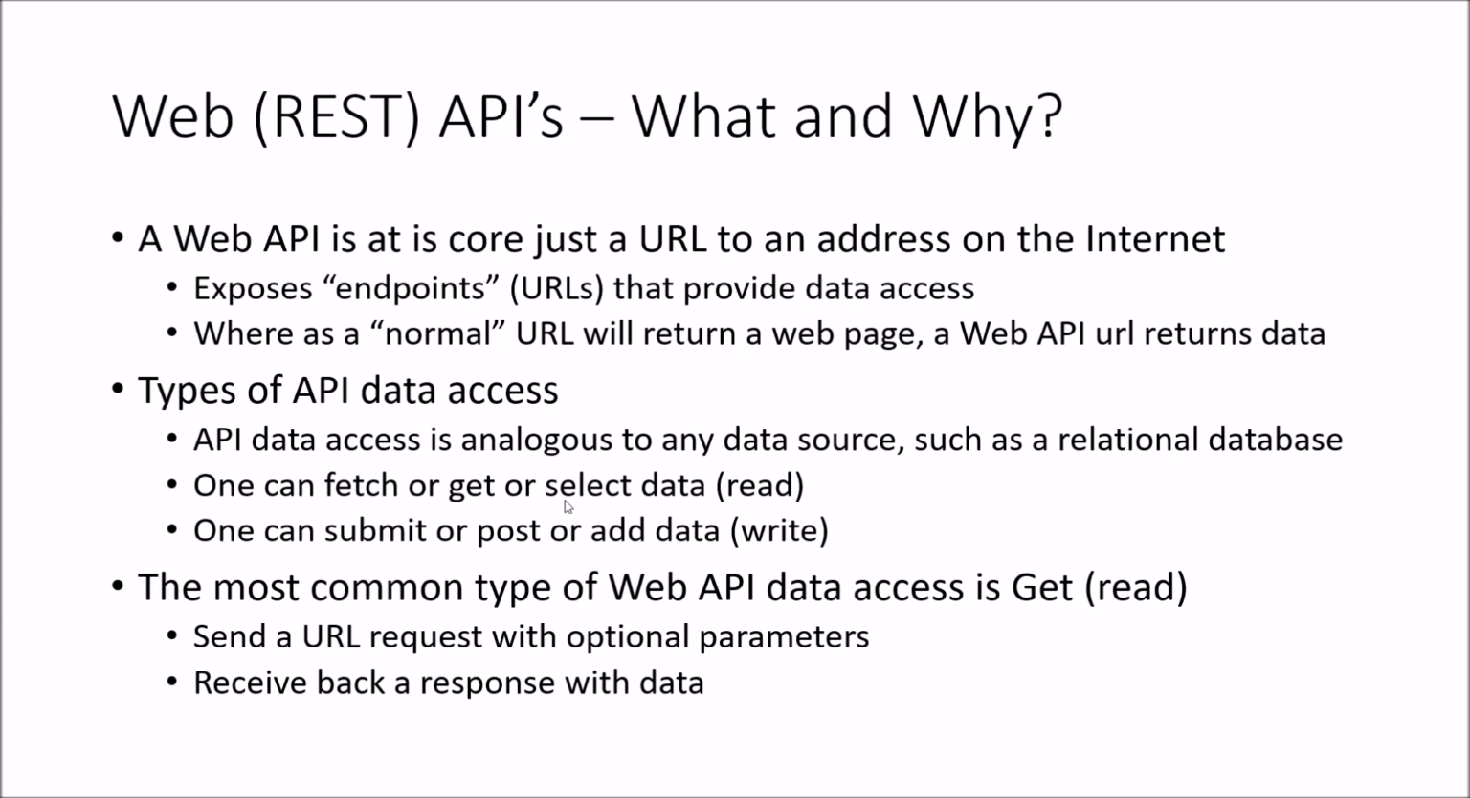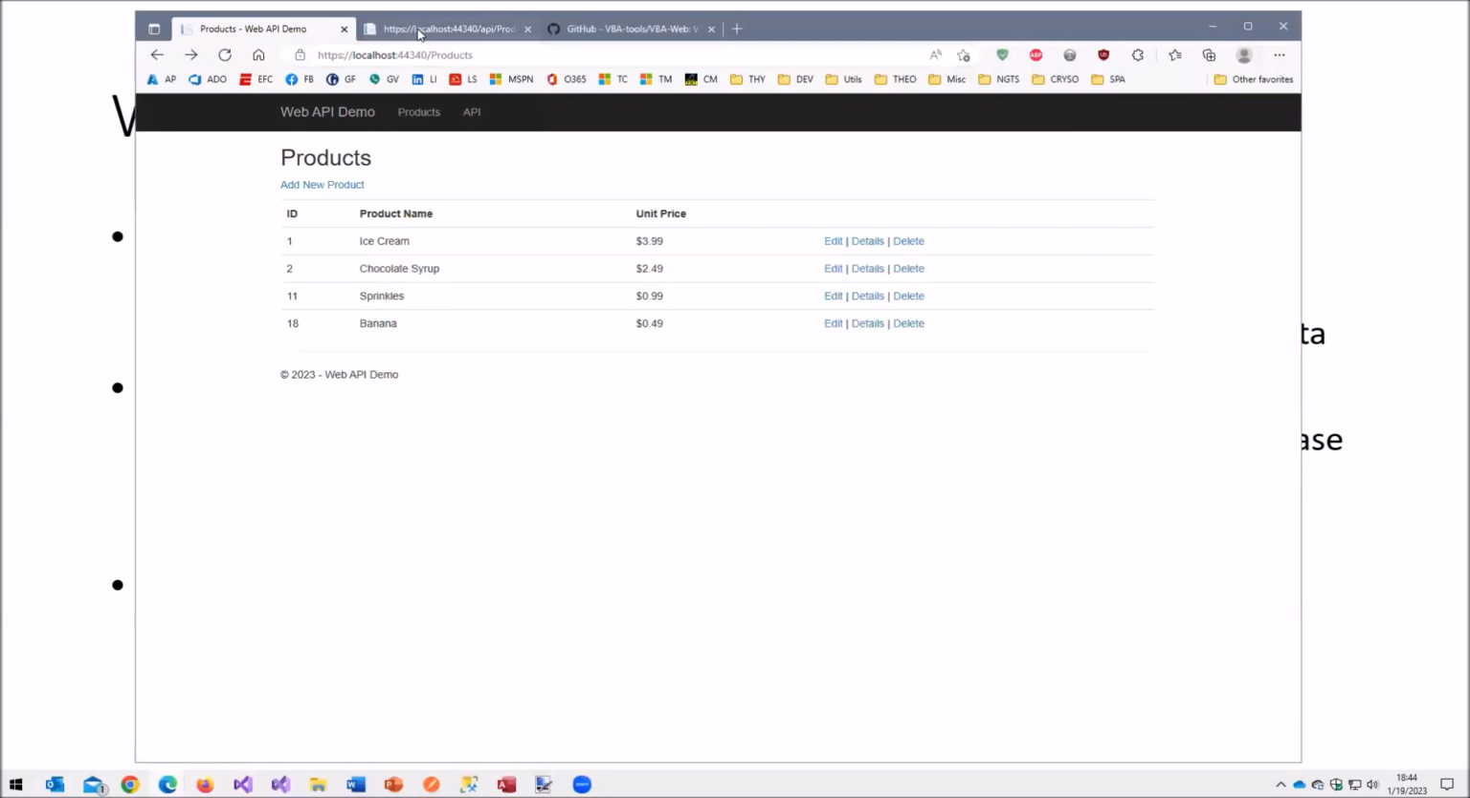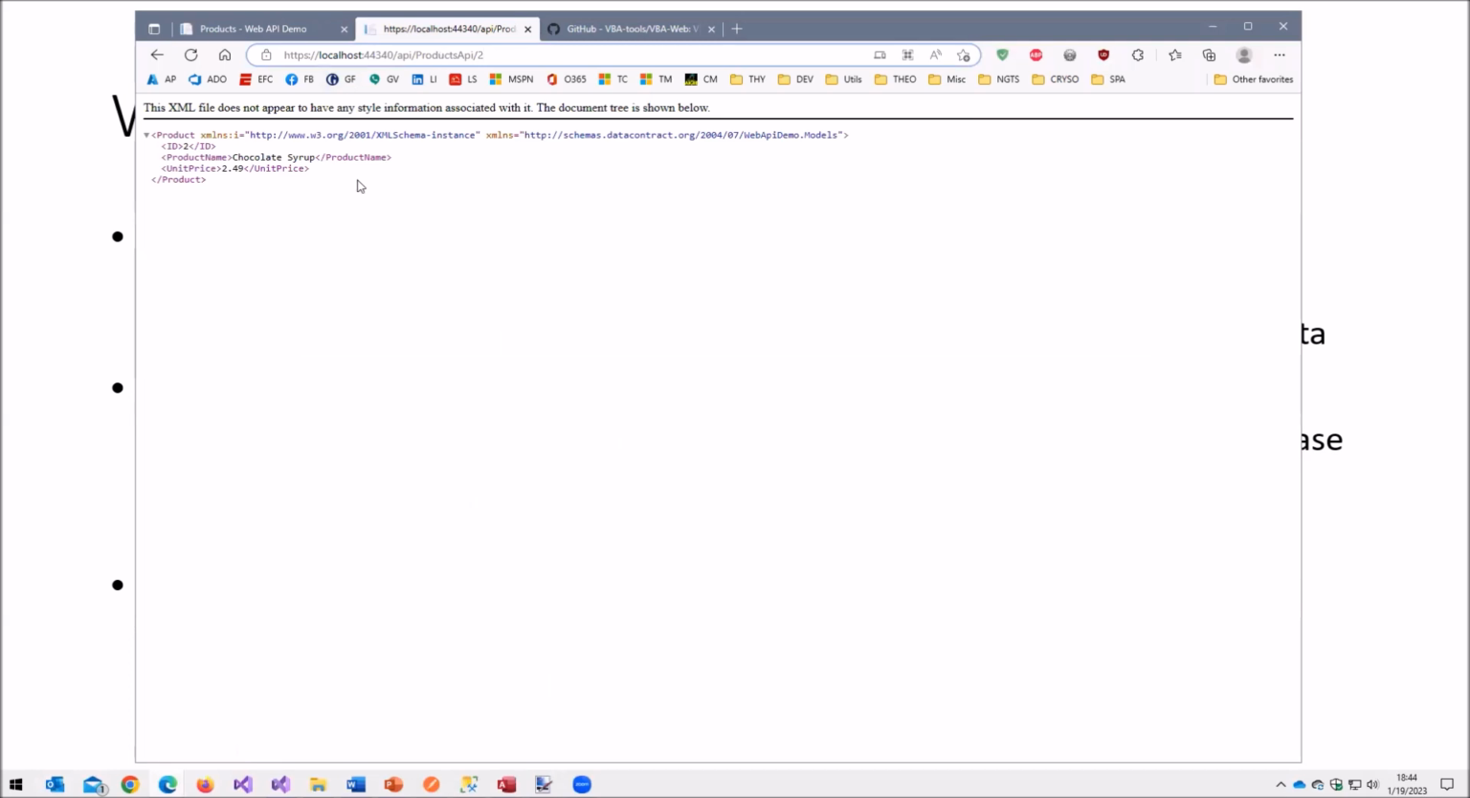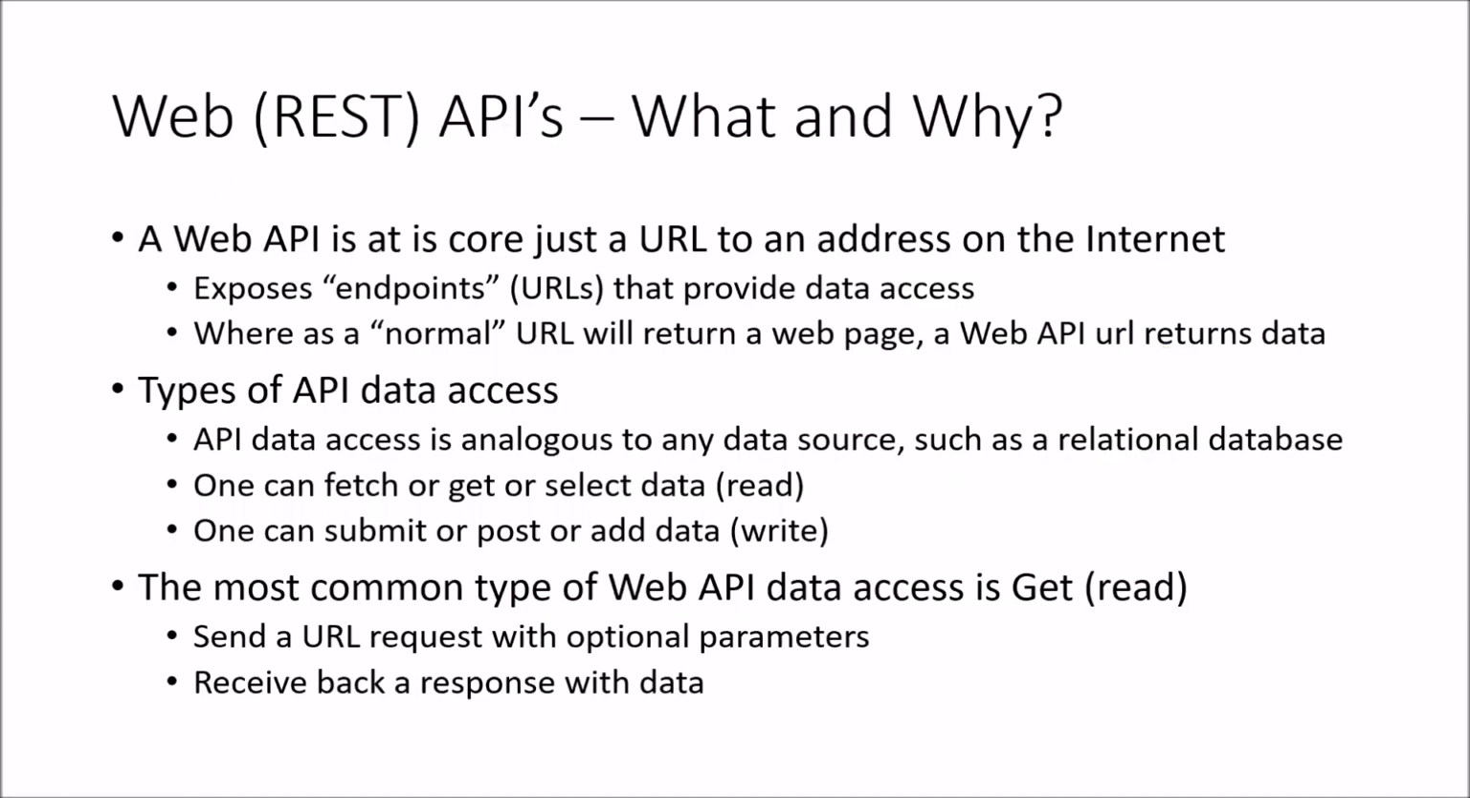Okay, so the most common type of web API access is the GET, or the read. And that's what we did in our example here. We just sent a URL and we got the data back. And that's what we're going to start off with, looking at the GET. And that's the most common thing on the internet, because essentially there are gazillions of web APIs that cover all sorts of different types of use cases.